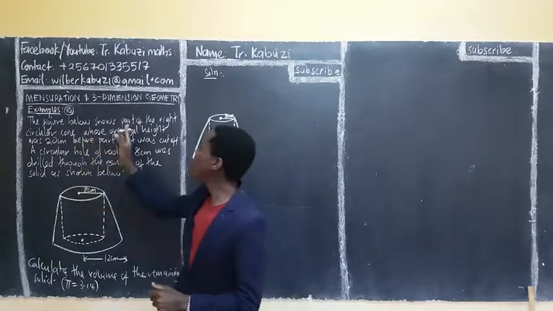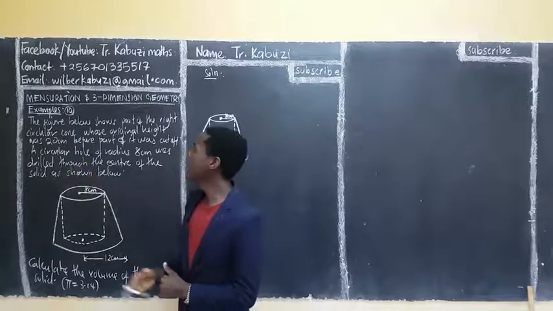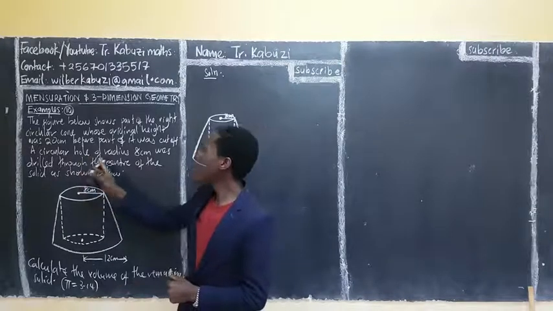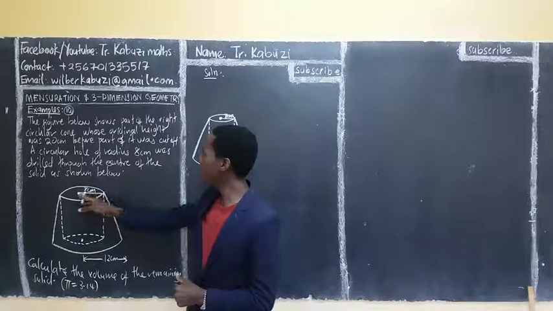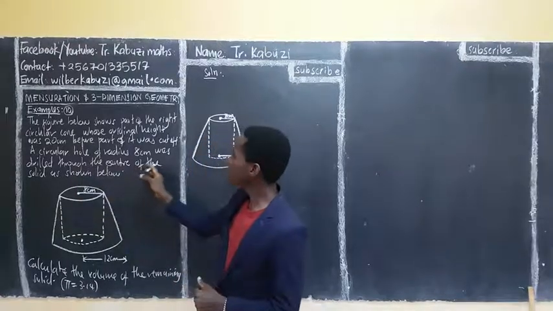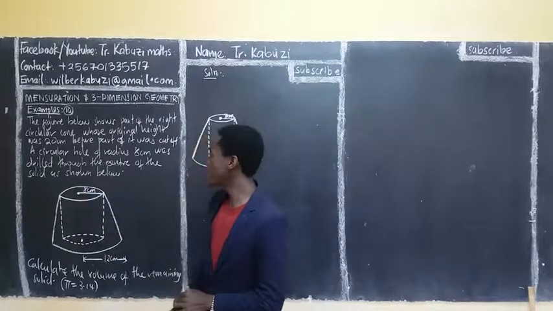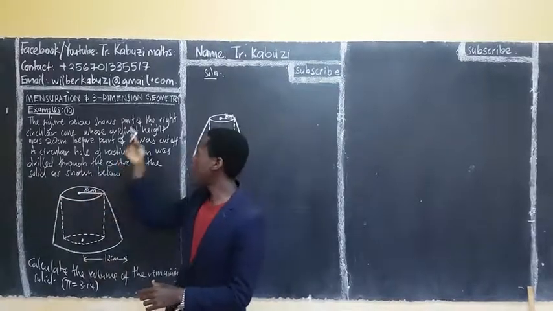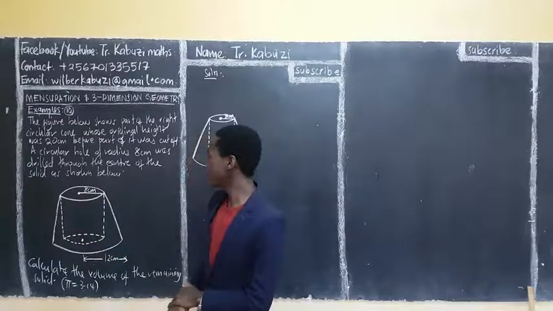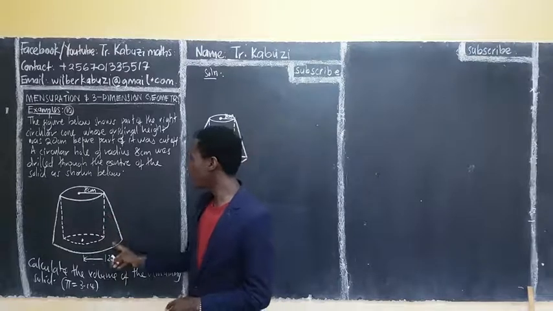It says the figure below shows part of a circular cone whose original height was 20 centimeters before part of it was cut off. A circular hole of radius 8 centimeters was drilled through the center of the solid, as shown below. So after cutting off the other part, now they drill a hole through here, and they are asking us to find the volume of the remaining solid. Now they want the volume of this remaining solid.